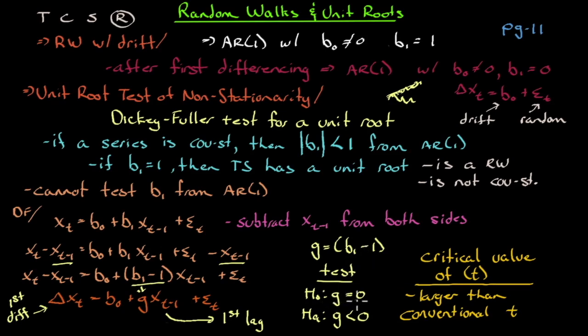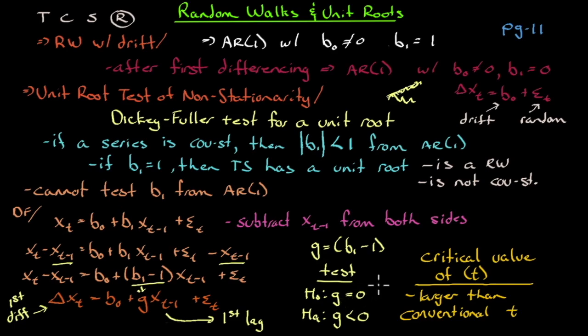So we test that g equals 0. The alternative is g is less than 0. It would have to be less than 0. So if we can reject the null, we accept the alternative, we do not have a random walk, off we go. If we cannot reject the null, we have a random walk.